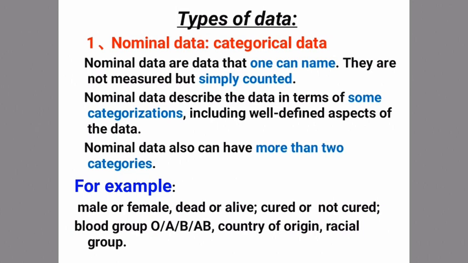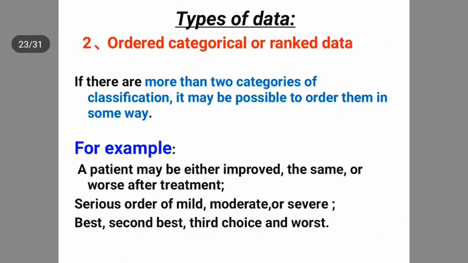Other examples are country of origin and racial group. All of those are nominal data, and they have more than two categories. Now, if nominal data have more than two categories, three or more, and those different categories can be ordered in some way, such data is also called ordered categorical or ranked data.